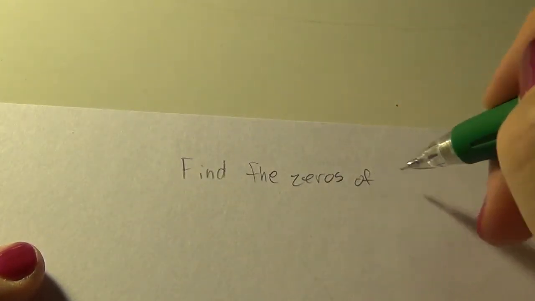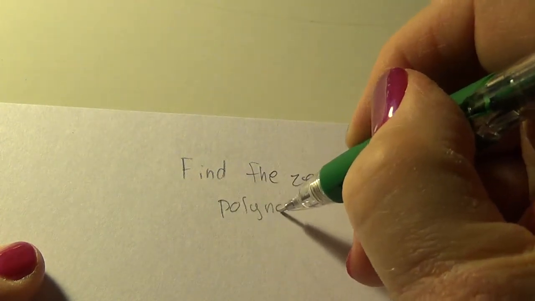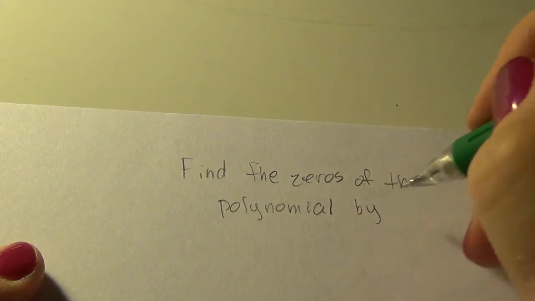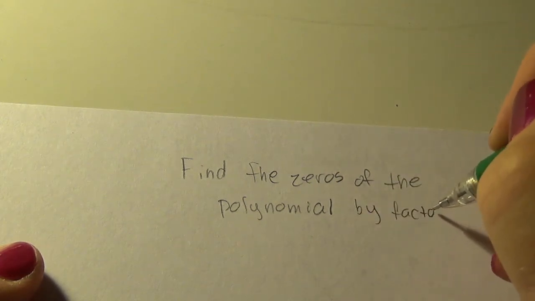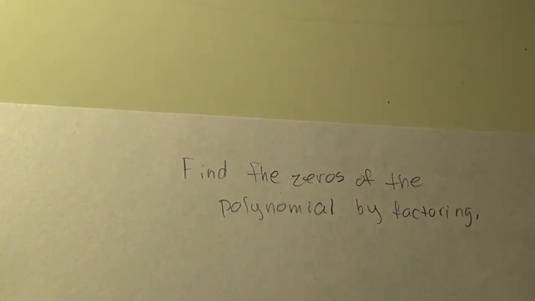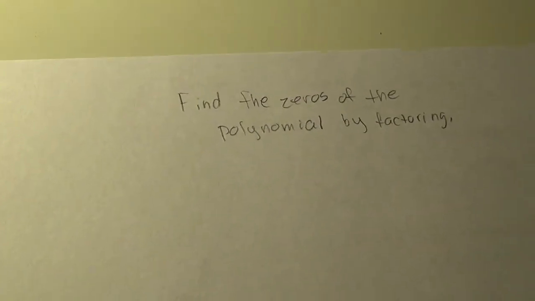of the polynomial by factoring. When it's not factorable, you can follow a bunch of other clues to get the zeros, and you've seen those before, and we're not going to get into those again this year.